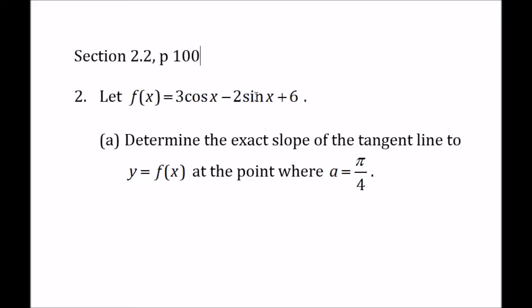So we have a function here. f of x is equal to 3 times the cosine of x minus 2 times the sine of x plus 6. And we want to find the slope of the tangent line to f at the point where a is equal to pi over 4. So that is the problem.